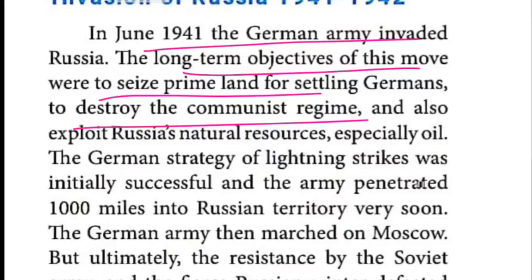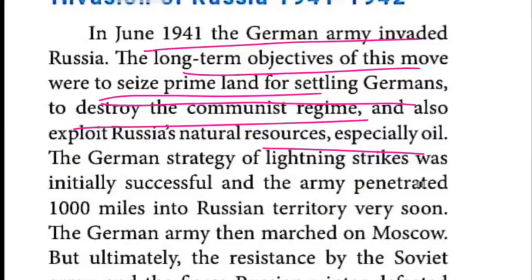So here three objectives are there. What are the objectives? Number one, to seize or capture the prime land in Russia for settling Germans, to accommodate the German people. Second one, to destroy the communist regime, the communist ideas, everything they were going to destroy. Third one, to occupy and exploit the resources, mainly oil resources. So these were the aims of the Germans.